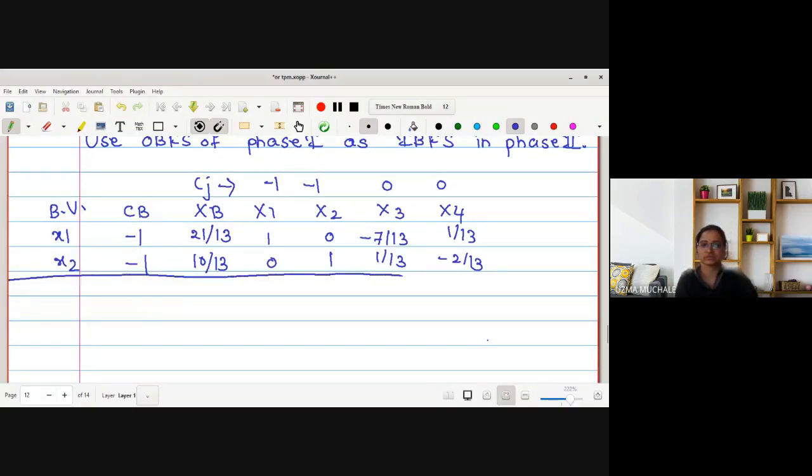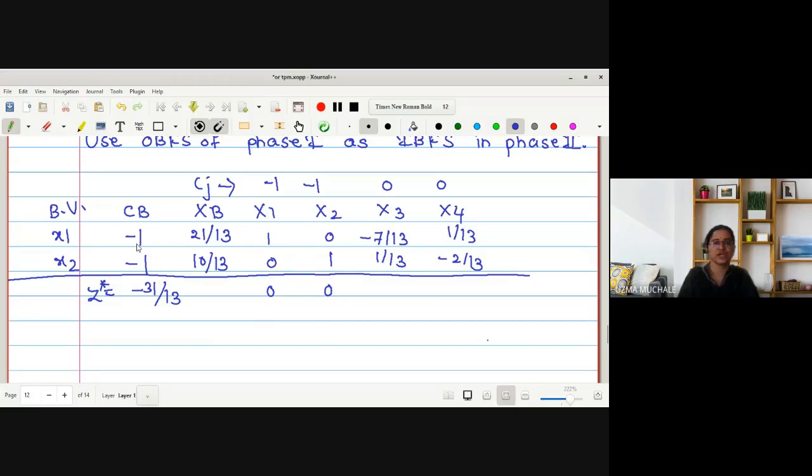What is Z at this stage? CB, XB. Minus 1, 21 by 13 added with minus 1 into 10 by 13. Therefore, is it minus 31 upon 13? Net evaluations are 0, 0. Yes, ma'am, the first two. Net evaluations are 0, 0.